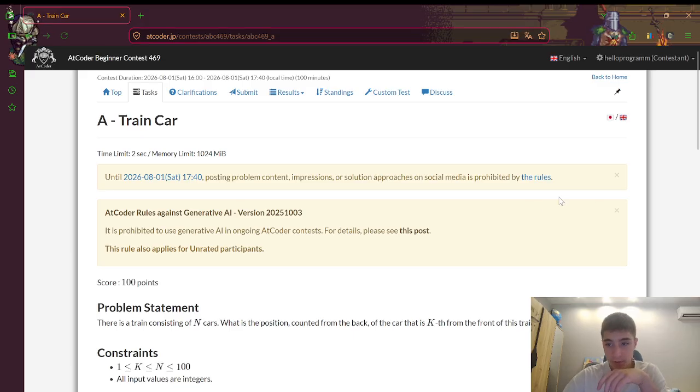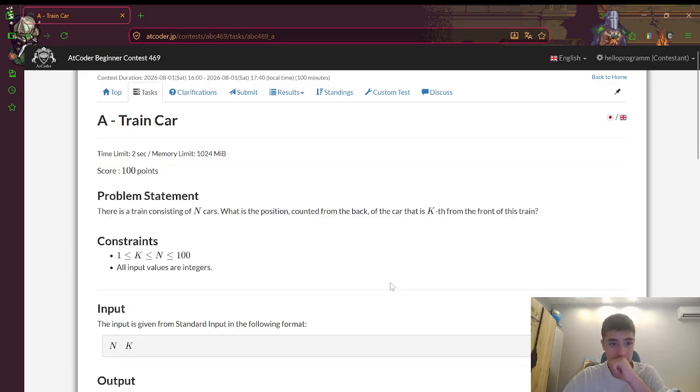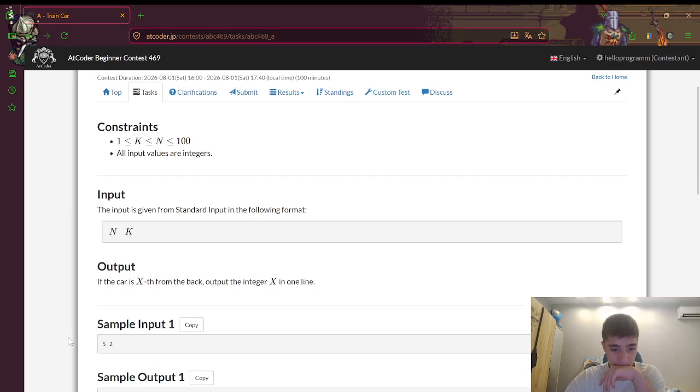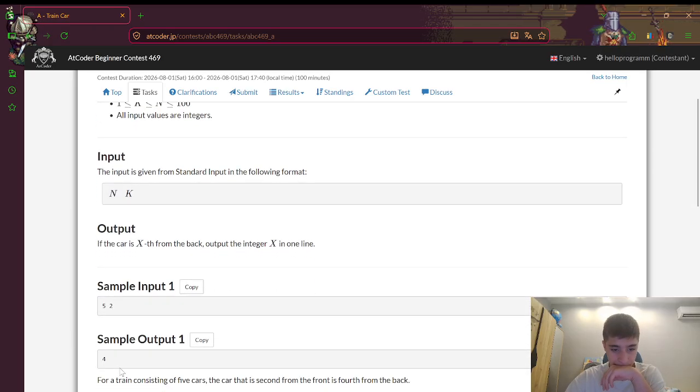Train car. There's a train consisting of n cars. What is the position counted from the back of the car that is k-th from the front of the train? The car that is second from the front.